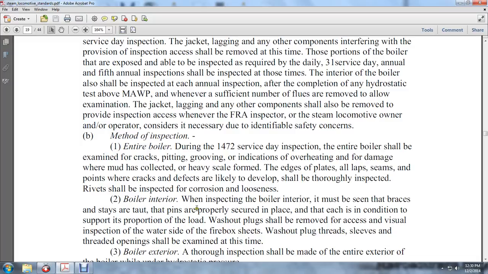Stays are taut. The pins are properly secured in place, and each of the conditions that support the proportion load. Washout plugs shall be removed. The excess visual inspection of the water side of the firebox sheet. Washouts, plug thread sleeves, and threading openings are examined at this time.